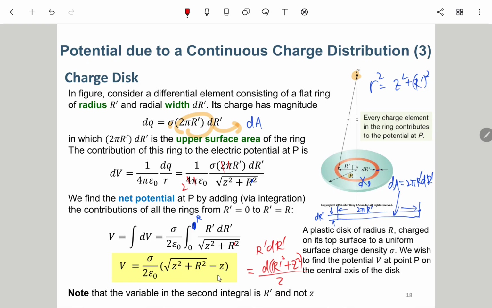Which means this integration of r prime dr prime over the square root of c squared plus r prime squared will be c squared plus r prime squared to the 1/2 power, evaluated from 0 to capital R. So r prime to be R, we have the square root of c squared plus r squared here, minus plugging r prime to be 0, we have the square root of c squared, which is c.